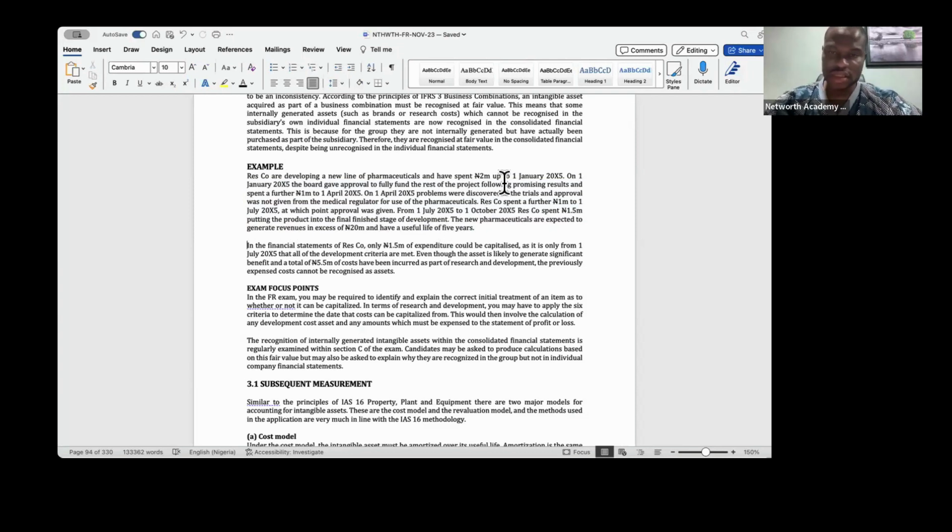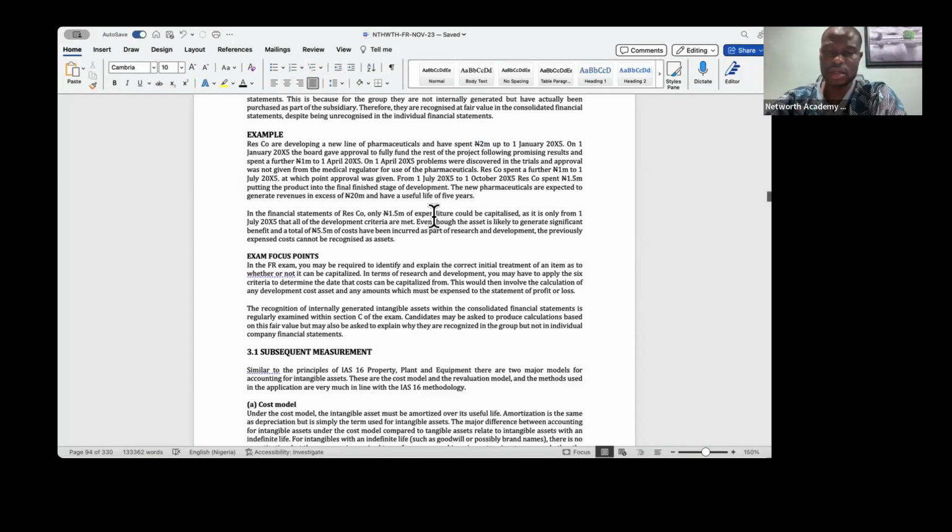And if you look at it, all the money they have spent, the 2 million they spent, the 1 million they spent here, and the further 1 million again, all of them will be expensed. You see, the date they got approval is July 2005, and the money they spent after that time will be capitalized. Any other money will be expensed.